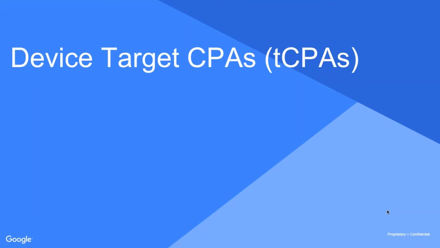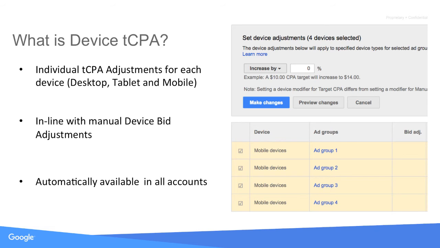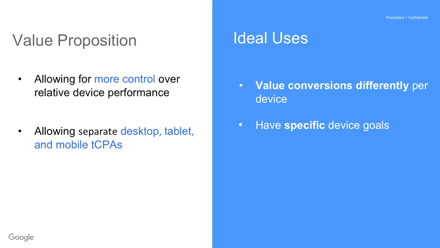Digging further into that, let's get into device target CPAs. Now, what are device tCPAs? They're individual target CPA adjustments for each device. So taking the device bid adjustment further and allowing you to hit that CPA target. They're in line with your manual device bid adjustments and automatically available in all accounts. The value proposition is it allows you more control over your relative device performance and allows you to separate your device-specific tCPAs.